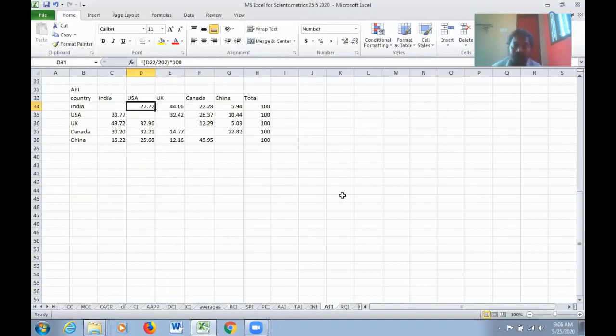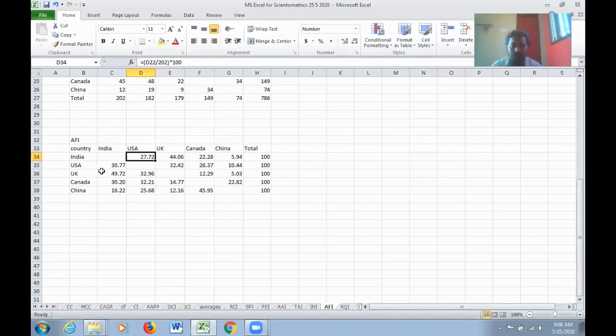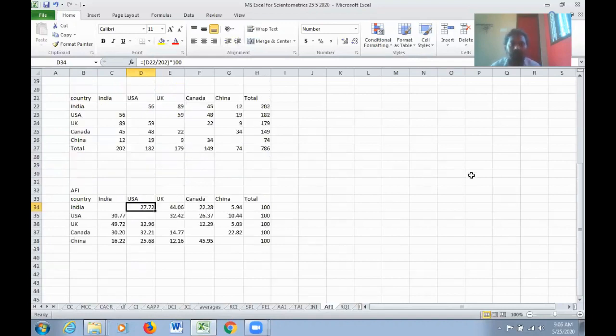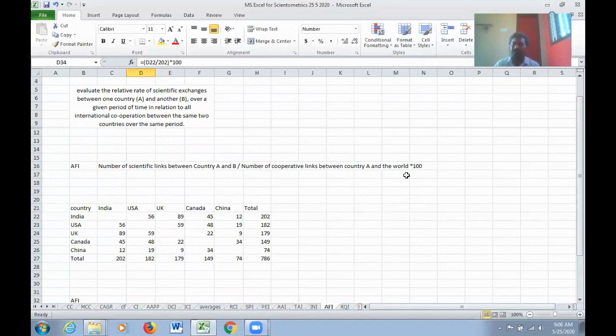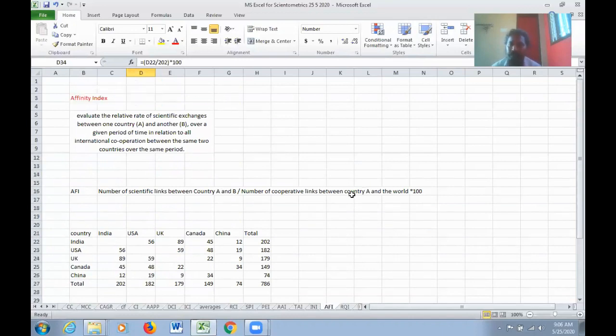If you see the affinity index of the countries taken together, India's affinity is more with the UK because we have produced 44.06% with the UK. If you take USA, they are closely associated with the UK and they are least associated with China. If you take China, they are close with Canada and least close with UK. So we can find out to what extent countries are having affinity between them in terms of number of papers produced by them. It's a very good index, affinity index.